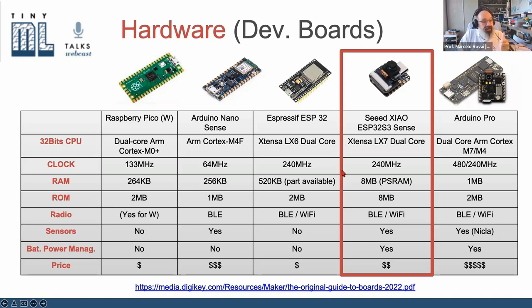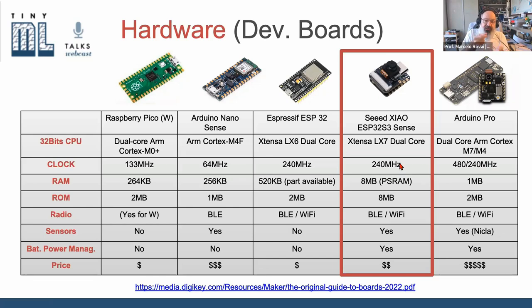So in this device, we have 8 megabytes of RAM. So this is very important. Also in terms of speed, the clock speed, we are talking about 240 megahertz. It's very high, not as high as we can see in the Portenta, but this is a pretty good speed for tinyML projects.